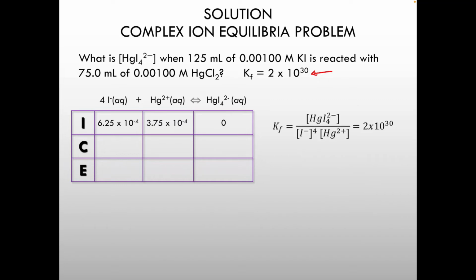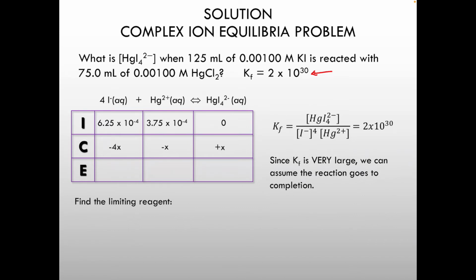So what I would do is go ahead and calculate which one our limiting reagent is, okay? So we'll take our minus x's. We have minus 4x for our iodine, minus x for our mercury, and then we've got plus x for our complex ion. And again, we're going to set that equal to 0. So like if we added this straight down and this went to 0, what would x have to be? So I've solved for x there.